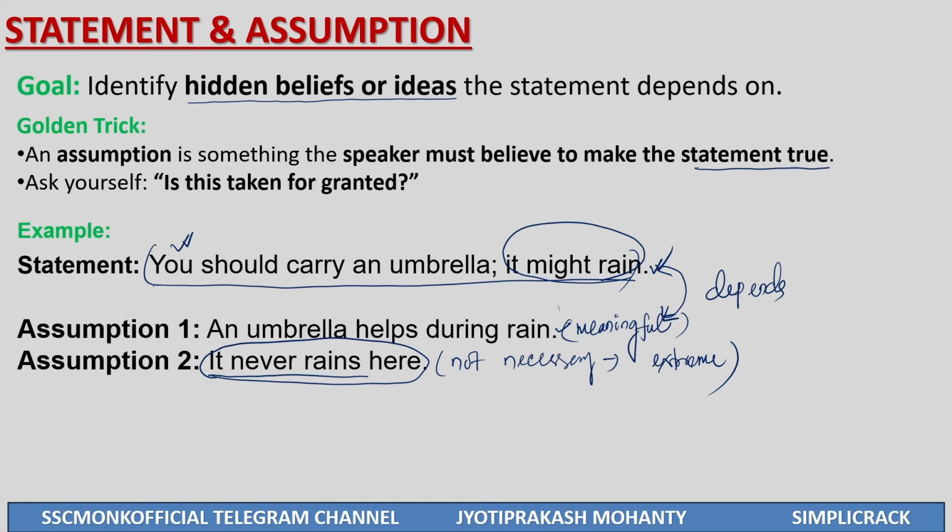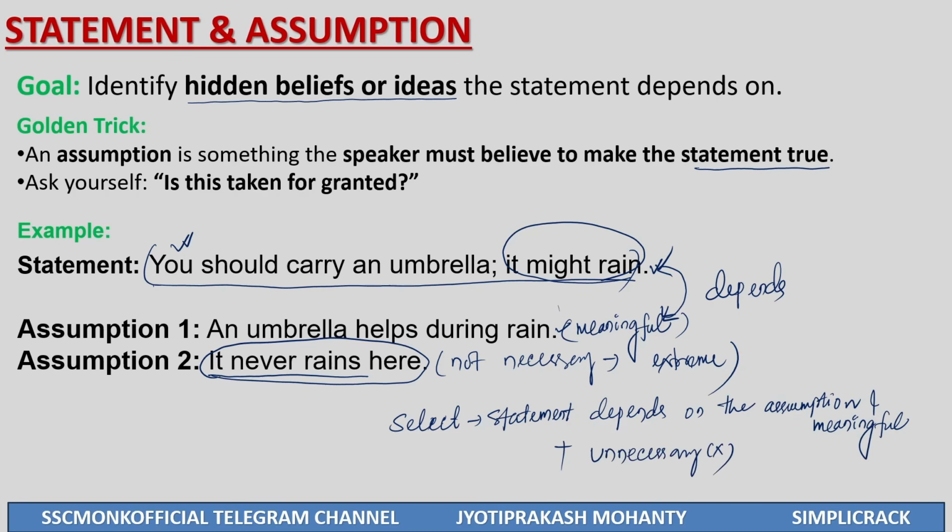Now this is the theoretical part. If I have to write it in simpler terms, you will select the option on which the statement depends, the assumption that is meaningful, plus it should not be unnecessary. If it is unnecessary, then it cannot be the assumption.